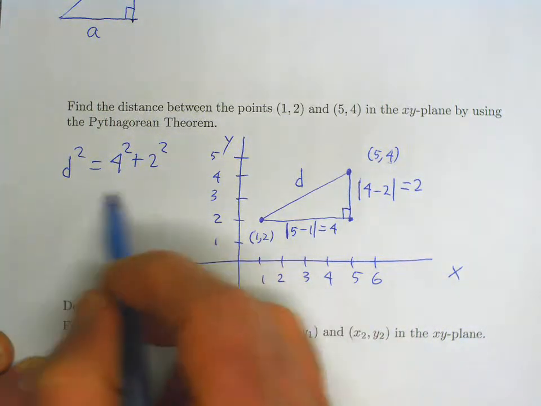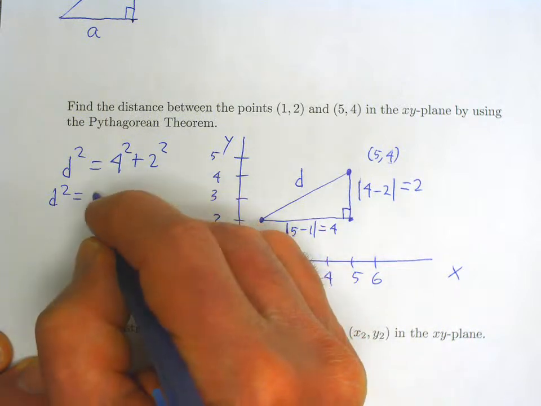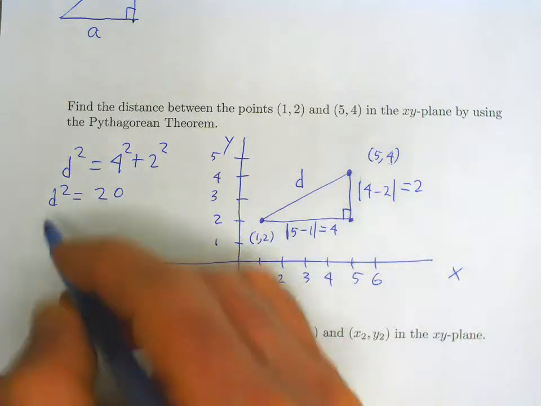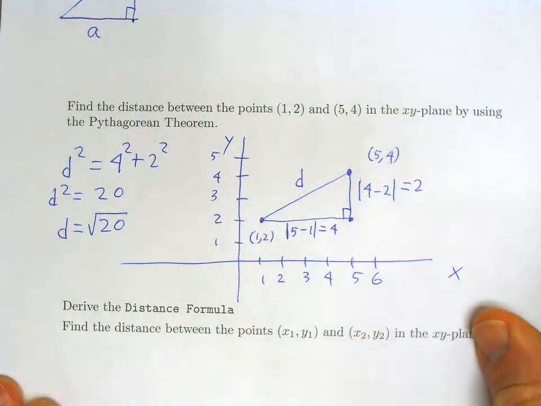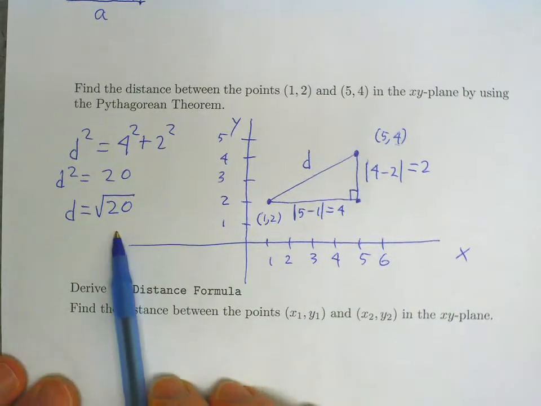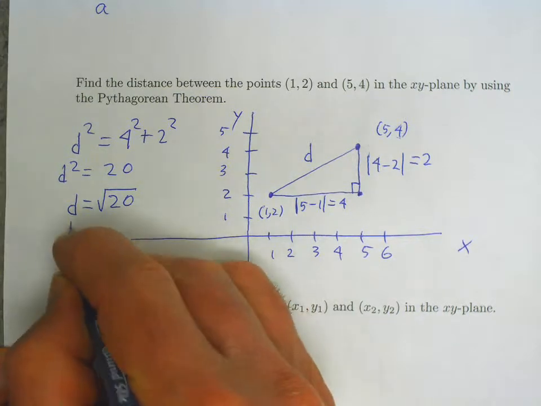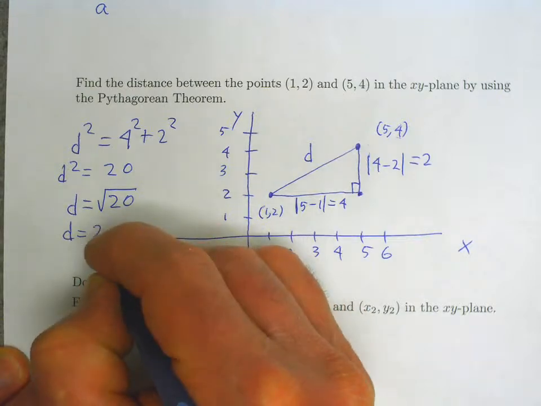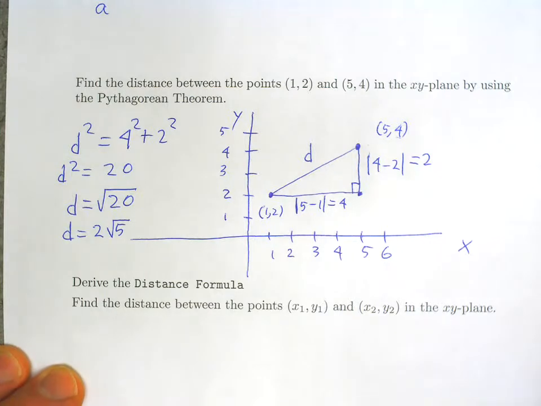Okay, then we'll do the arithmetic. d squared is equal to 16 plus 4, or 20. And then the distance between those 2 points is the positive square root of 20. And whenever we can simplify square roots, we do so. So we can simplify the square root of 20. The square root of 20 is the square root of 4 times the square root of 5, and the square root of 4 is 2. So the distance is 2 times the square root of 5 units.